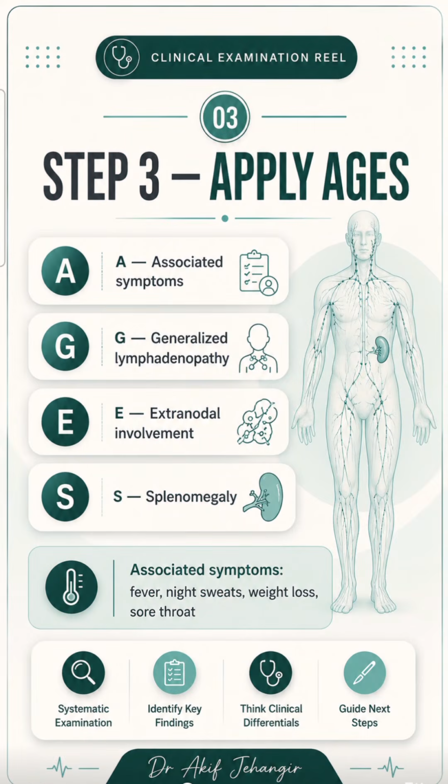Then apply AGES. A is for associated symptoms, especially fever, night sweats, weight loss, sore throat, or other infective symptoms. G is for generalized lymphadenopathy. E is for extranodal involvement, and S is for splenomegaly. This step helps you move from a local finding to a wider clinical picture.